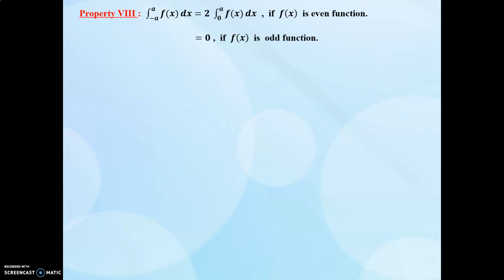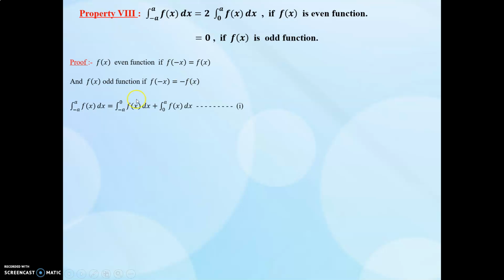So property number 8 is integral minus a to a f of x dx is equal to 2 into integral 0 to a f of x dx if f of x is even function, otherwise equal to 0 if f of x is odd function. So f of x is even function if f of minus x is equal to f of x. This is the definition of even function. And f of x is odd function if f of minus x is equal to minus of f of x. So this definition you have to remember.